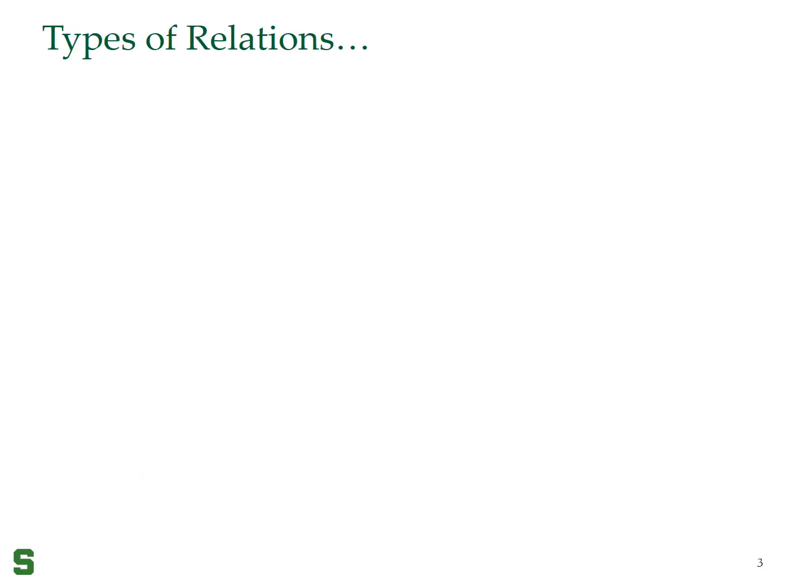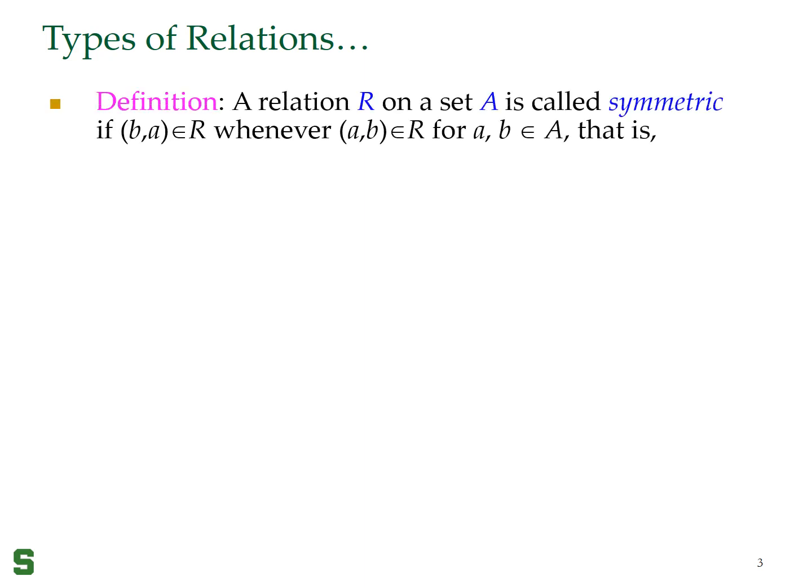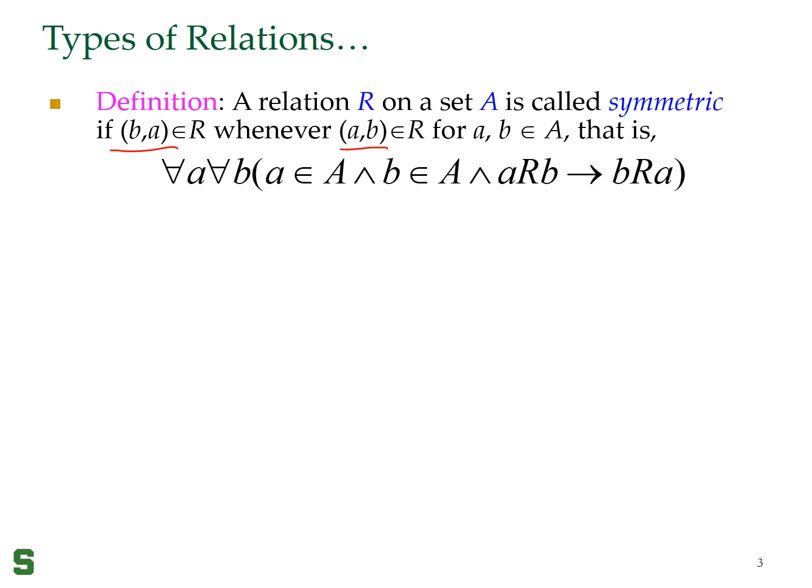Here is the second property. It's called symmetric, and basically what it says is if the pair (a, b) is in the relation, then the pair (b, a) must be in the relation and vice versa. So it's basically saying if I take any a from the set A and any b from the set, if a is related to b, then b is related to a. If this property is satisfied, we say that the relation is symmetric. If the property is not satisfied, we say that the relation is not symmetric.